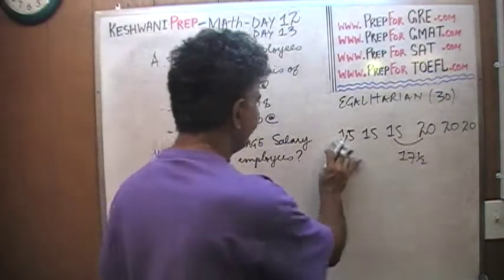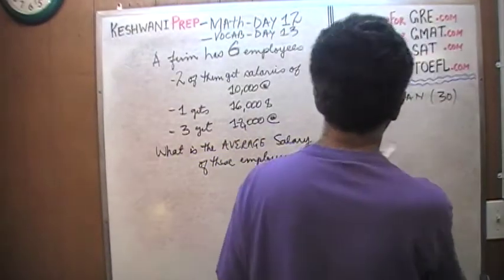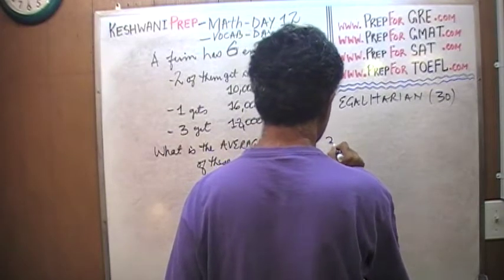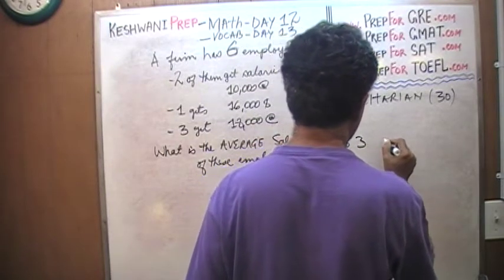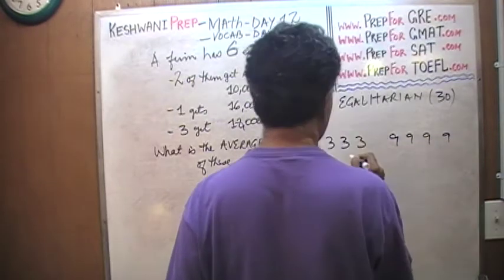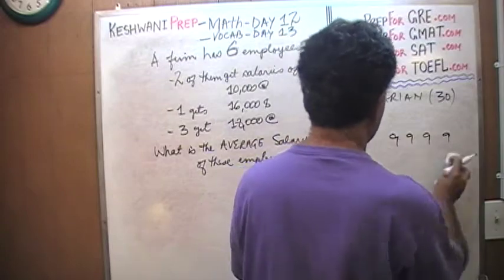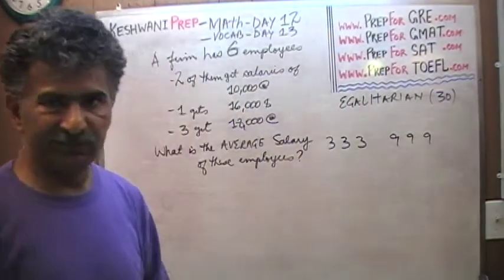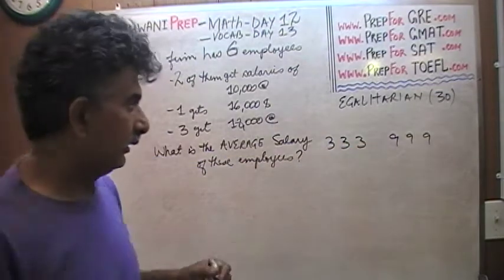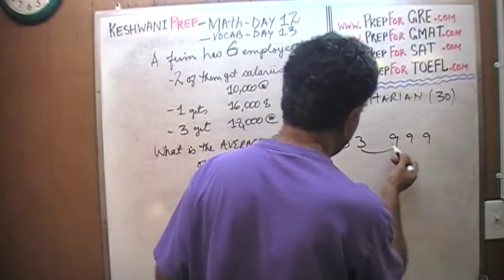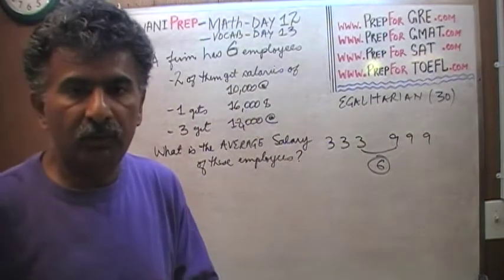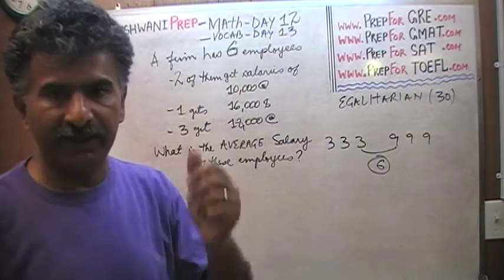Let's do one more. What's the average of 3, 3, 3, 9, 9, 9? What's the average of these 6 numbers? Well, we have an equal number of 3s on this side and an equal number of 9s on this side. Therefore, the average is the middle number. The middle number of 3 and 9 is 6. You don't have to do any work. There's nothing required here. It should take no more than a split second. That's it.